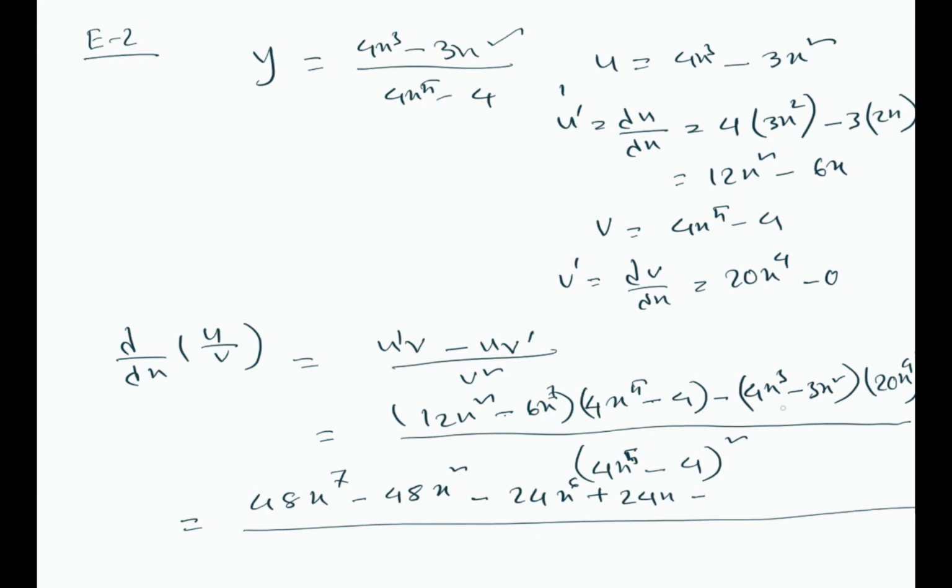So I don't need to write this one. Then minus 4 times 20, how much? 80. So it would be 80x, 4 plus 3 is 7. Then minus into minus is plus, 20 times 3 is 60, 60x to the power 4 plus 2 is 6. And in the denominator I can write (4x to the power 5) squared minus 2 times 4x to the power 5 times 4 plus 4 squared.